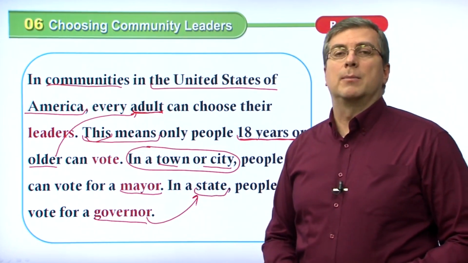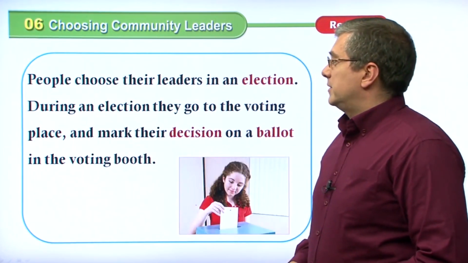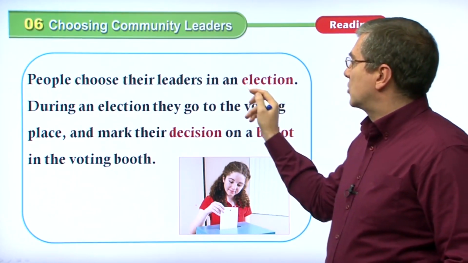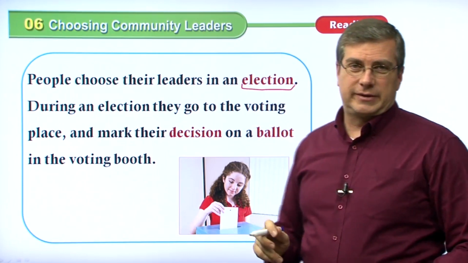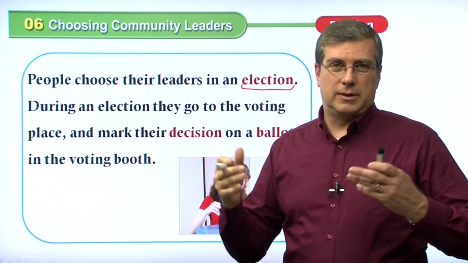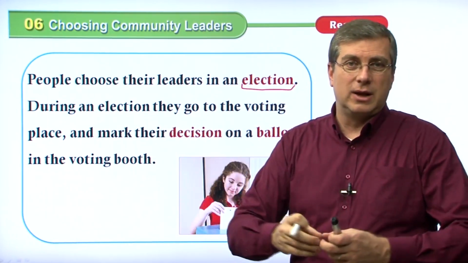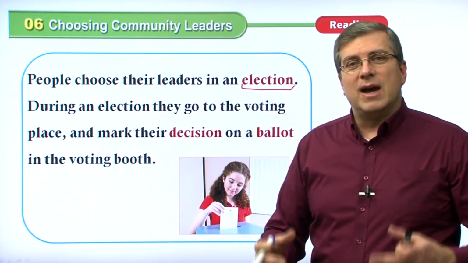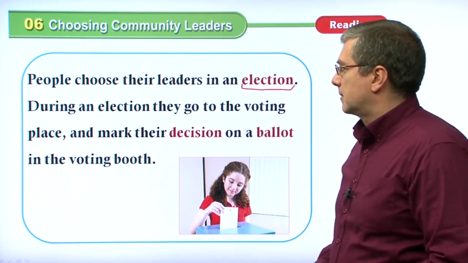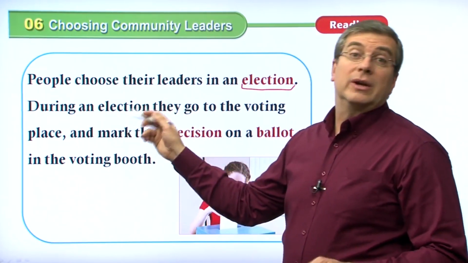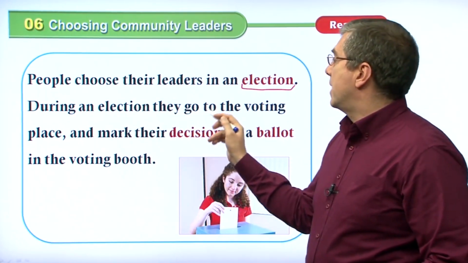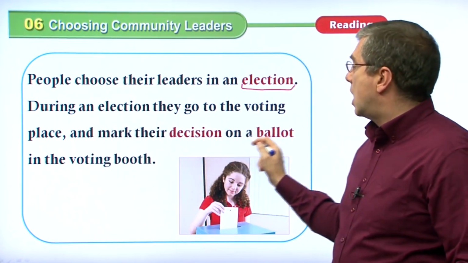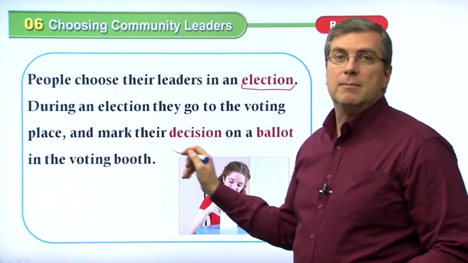So we have two examples there. Continuing on, we can see people choose their leaders in an election. So these events, these things that happen when people get together and cast their ballots, that event is called an election. During an election, they go to the voting place and mark their decision on a ballot in the voting booth.